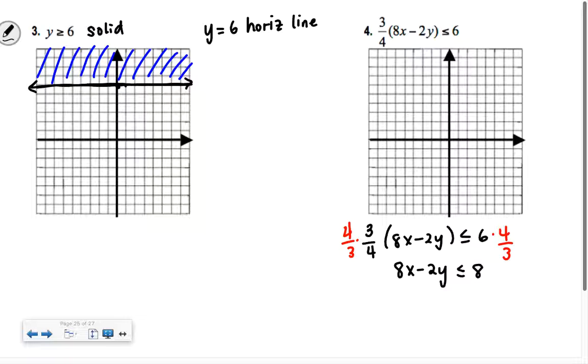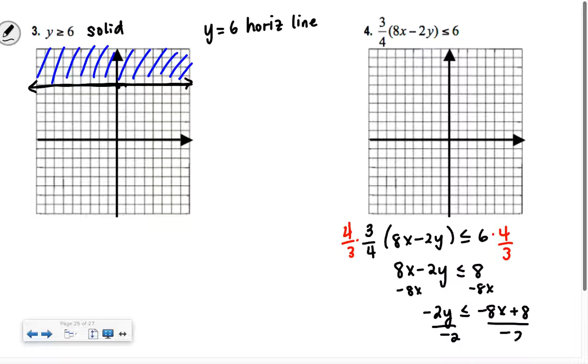And then you can just do the x-intercept, y-intercept method. It's in that standard or general form again, right? If you want to do x-intercept, y-intercept, you can do that. If you didn't, then you can always solve for y. So let me show you what this would be if I solve for y. I would subtract my 8x over. So I'd have negative 2y is less than or equal to negative 8x plus 8. And then we divide by negative 2.